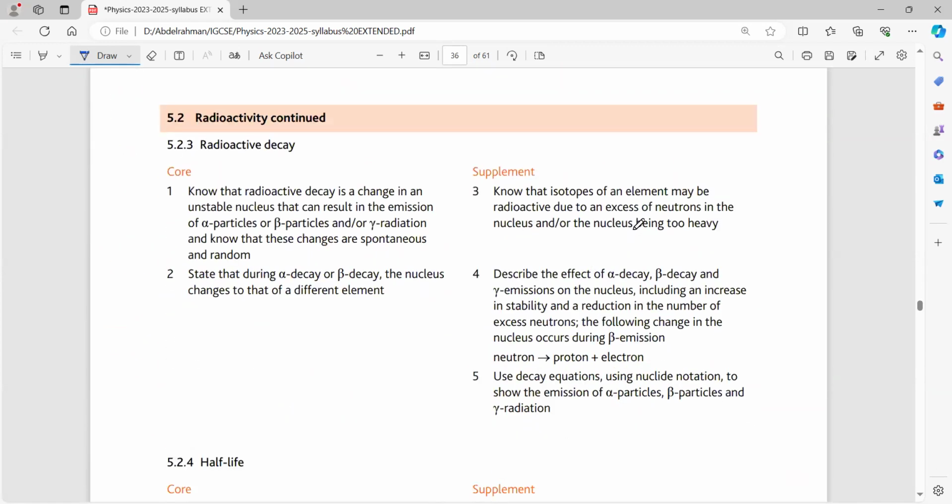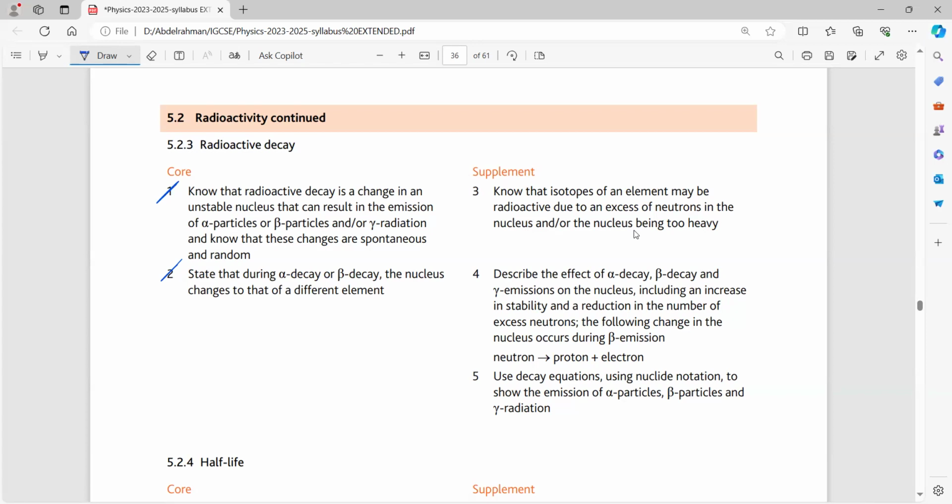Continuing the radioactivity, although we don't want to get fixated on a very trivial point. It's only worth 1 mark in the exam. Know that radioactive decay is a change in an unstable nucleus. State that during an alpha decay or beta decay, that it changes. Yes, we know how it changes. I'll tell you now. We will calculate it.